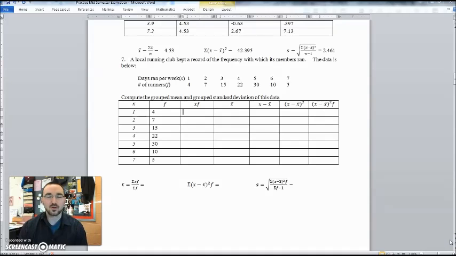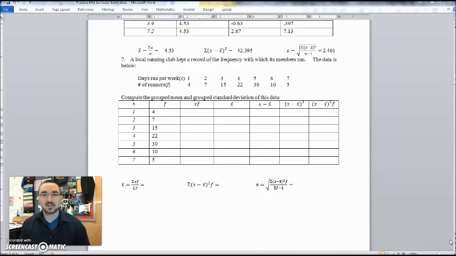In this episode, we're going to be talking about question number 7, which deals with grouped mean and group standard deviation from our midterm review. Let's get started. A local running club kept a record of the frequency with which its members ran. The data is below. We have days ran per week, which is 1, 2, 3, the whole way up to 7, and the number of runners who ran that many days in a given week.